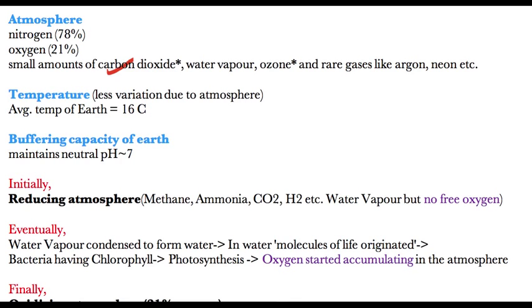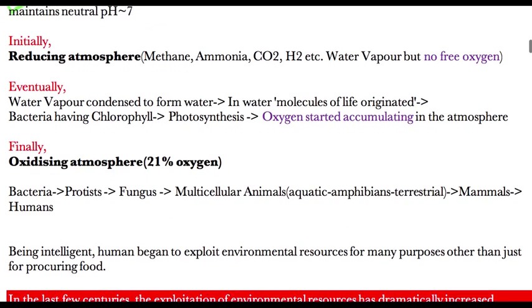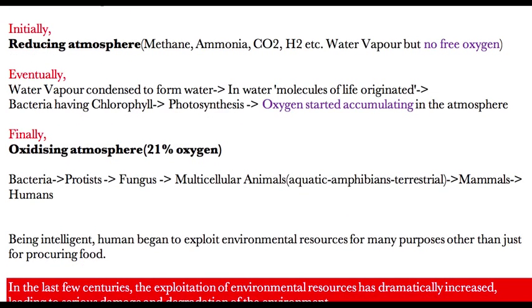Then we have temperature. The variation in temperature is very less as compared to other planets like Mercury, etc. The average temperature of Earth is around 16 degrees Celsius. Then one more thing is the buffering capacity of Earth, that is, it maintains almost a neutral pH of around 7.